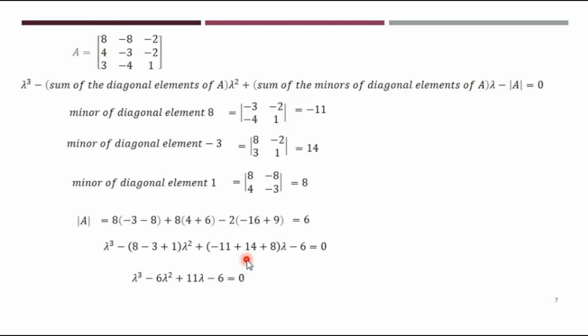ठीक है? Just check the calculations also, okay? If I'm making any mistake, just let me know. Is this okay? 9 minus 3, that is 6. Then minus 11 plus 14, 3. 3 plus 8, that is 11 minus 6, yes.